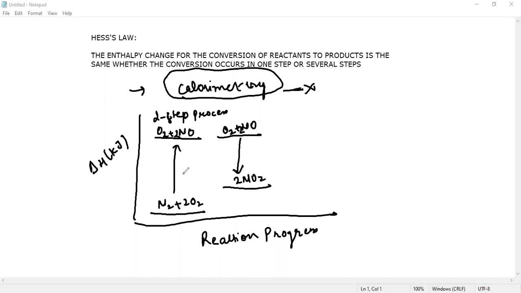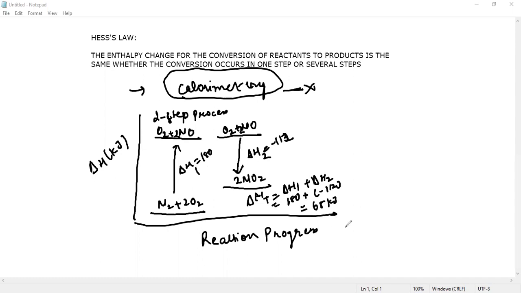Okay, so I'm going to write the delta H values. If you can recall, for the first step it was 180, and for the second step it was negative 112. So what is the total delta H here? Delta H total, I will write a T here. You're going to add these: delta H1 plus delta H2, which is 180 plus minus 112. So the answer would be 68 kilojoules.